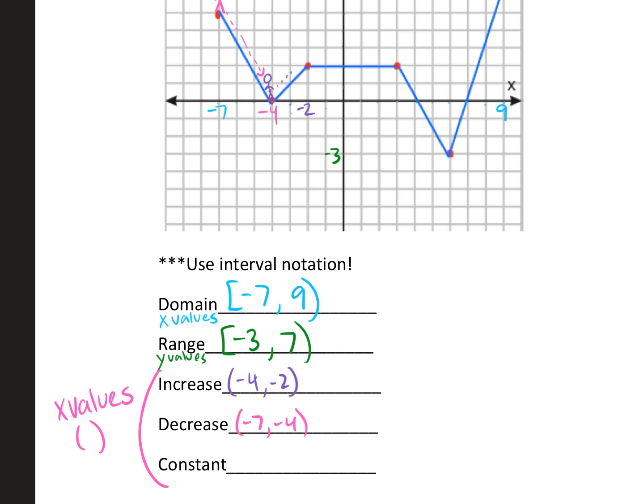Then I'm constant from -2 to what? To 3. So constant from -2 to 3. Then at 3, what do we start doing? Decreasing to what value? Awesome, 6. So we are decreasing from 3 to 6. And then at 6, we start increasing again. To what value? 9. So I'm increasing from 6 to 9.